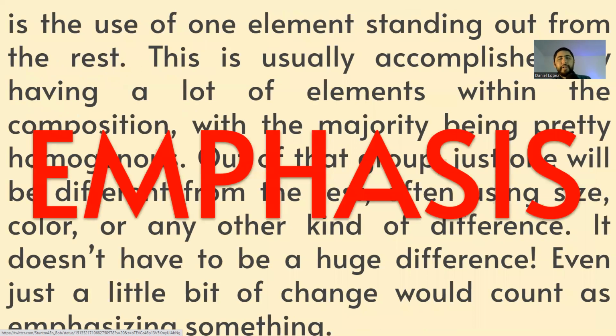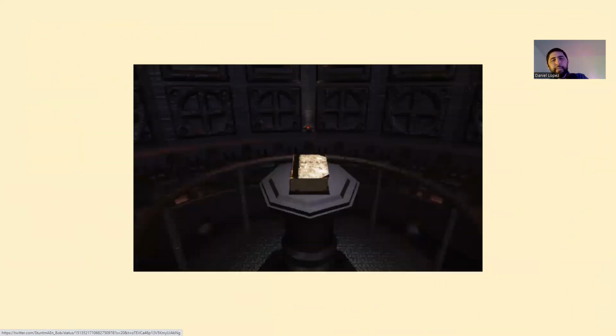Emphasis. So this is basically putting one element in front of the other as far as what's more important, right? So what's the emphasis in this? Obviously, it's the light book with light shining directly on it that's on the pedestal, whereas everything else in the scene is dark. So there's a lot of emphasis on the book in this scene.